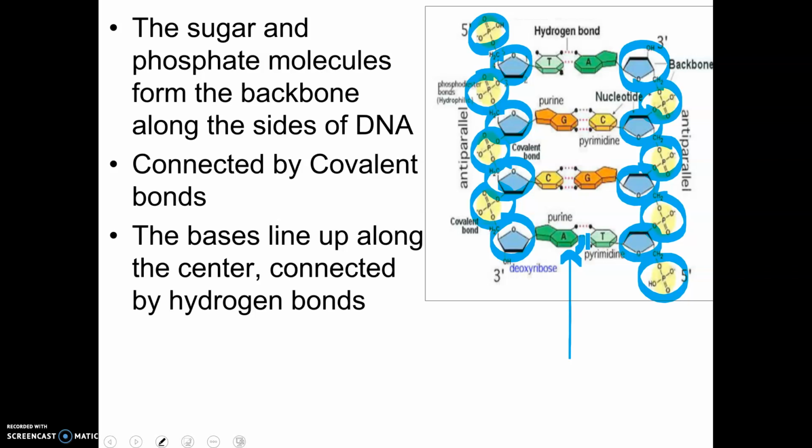And that's because the nitrogen bases are lined up in the center, and they are only connected by hydrogen bonds, which, remember from our last chapter, are weak. They're represented by little dotted lines. So those bonds can break fairly easily. Heat will break them. When the DNA makes copies of itself, replication, those bonds break so that it can unzip.